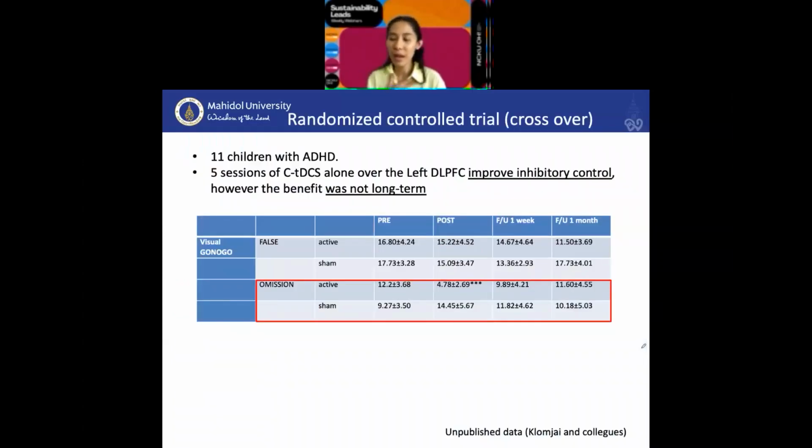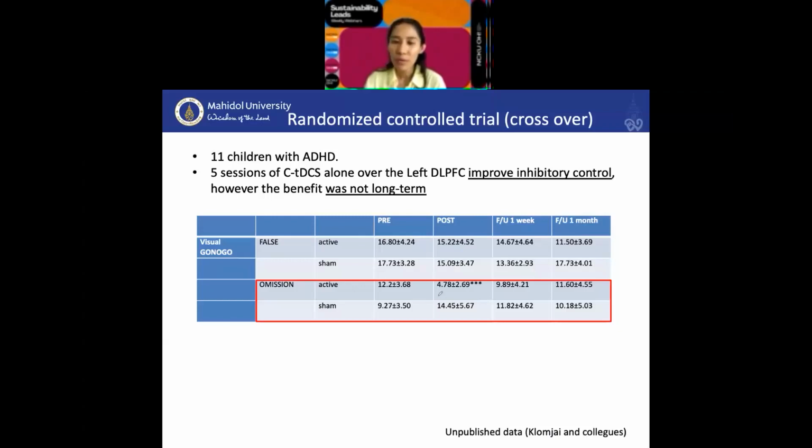Okay, so this is my study. It is unpublished data. We are now writing the manuscript with my colleague. I did an RCT crossover design in 11 children with ADHD. We gave 5 sessions of cathodal tDCS alone, not with training, for 5 consecutive days. We assessed the outcome before, after 5 days, after 1 week, and after 1 month.